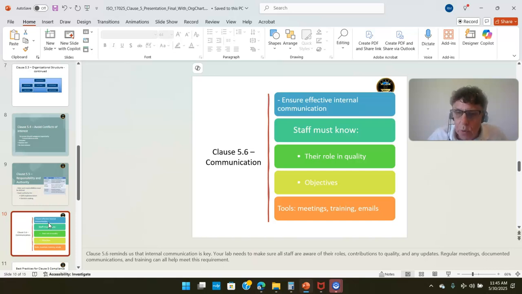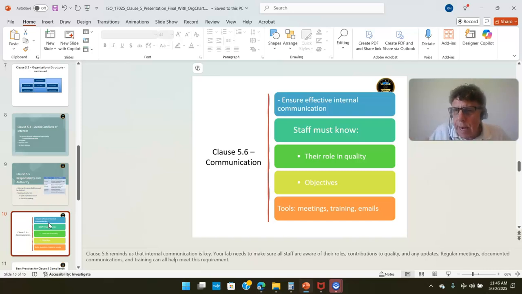Another way that laboratories use their quality manual is that they require all employees to read the quality manual, and that is the way they communicate the quality management system to their personnel. Then they'll sign some sort of training record agreeing that they have read and understood the quality manual. That would be documented evidence that you meet those communication requirements as stipulated in section 5.6 of the standard.